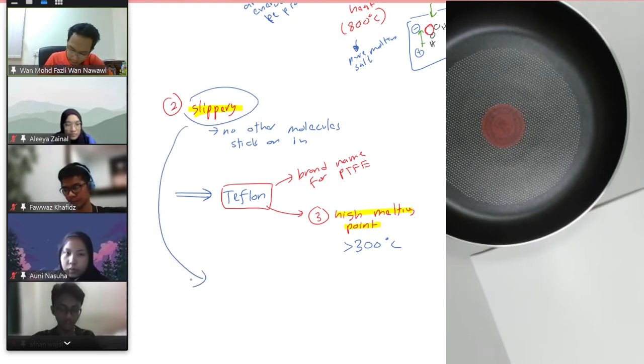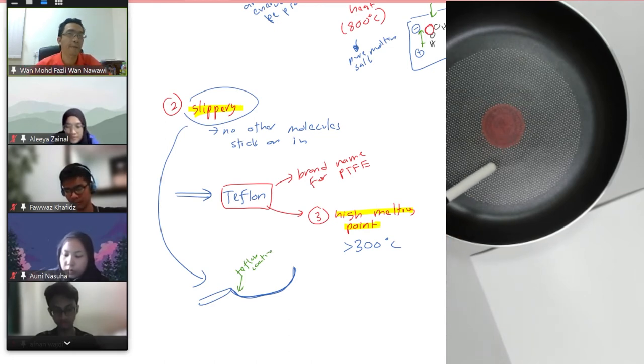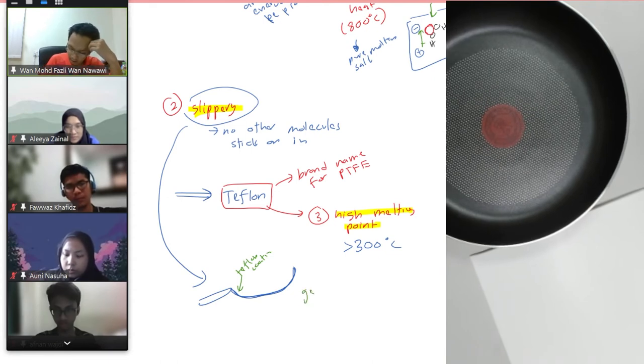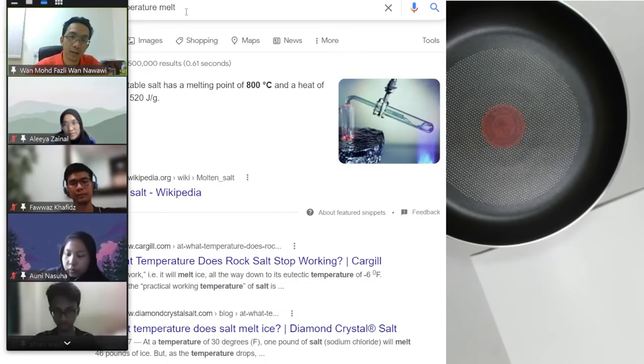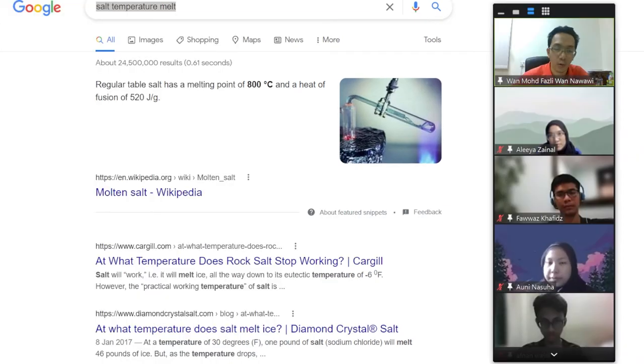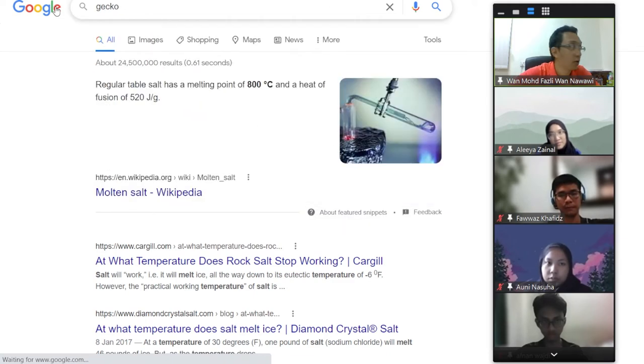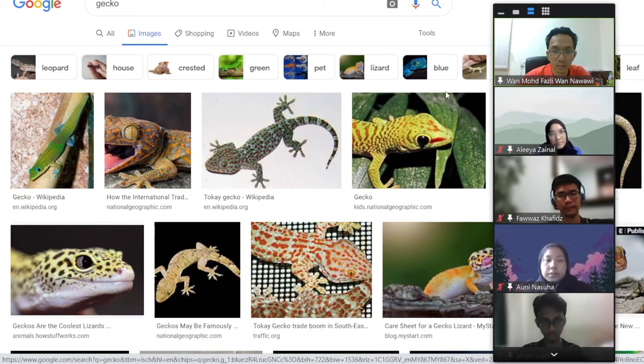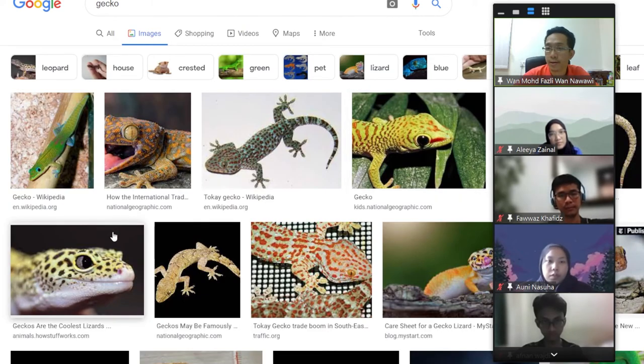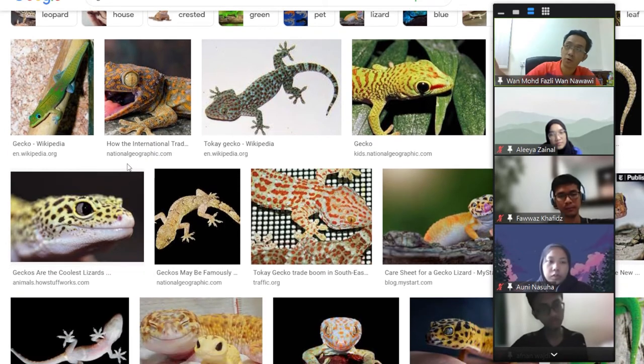This Teflon coating is one of the very few surfaces that a gecko cannot climb. Gecko means cicak. Normally this gecko, if you see a cicak in your home, you can see it will walk up the wall and so on, as if it is nothing.